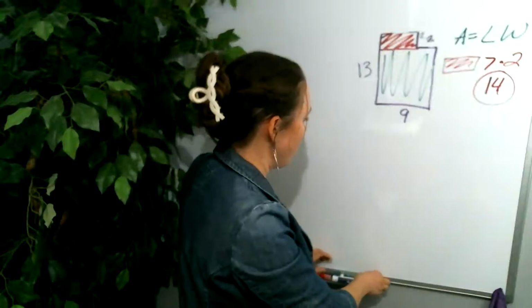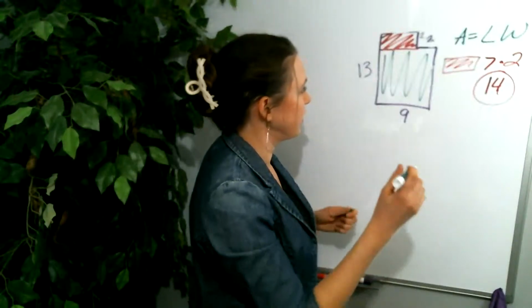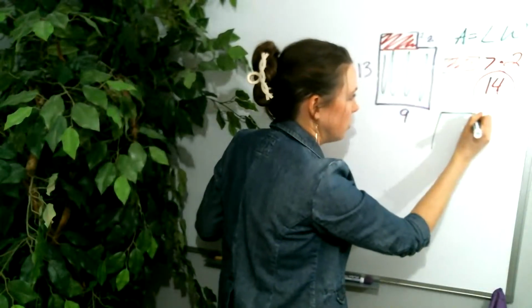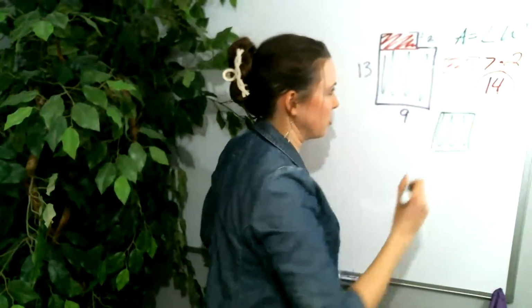Okay, so now let's figure out the bigger pan of brownies. I have this here, this green section. So I'm going to draw my green section right here.